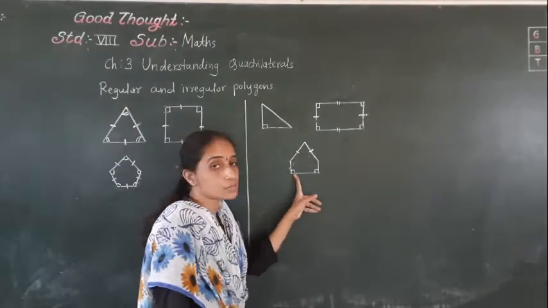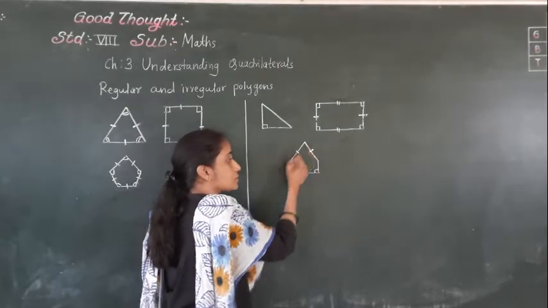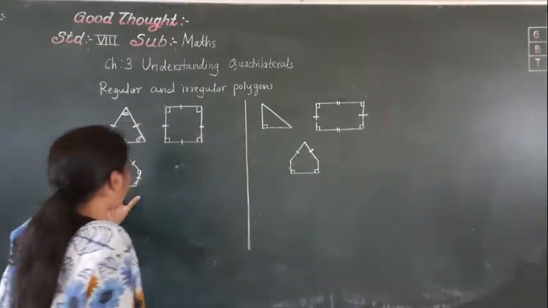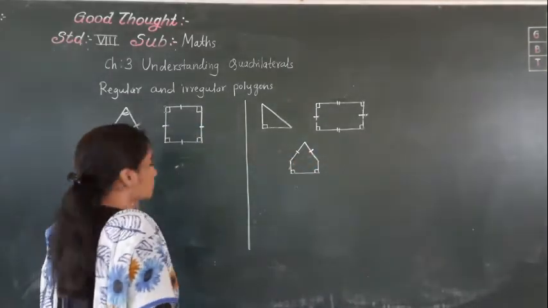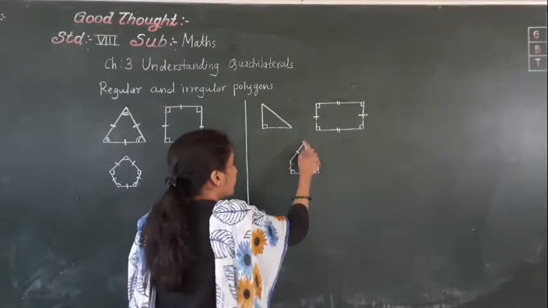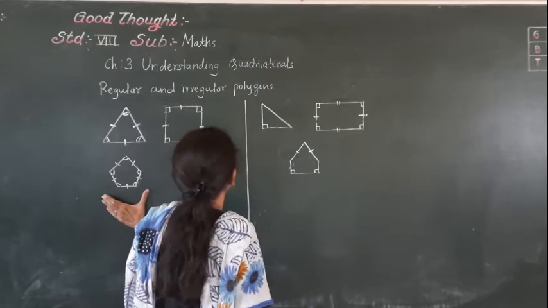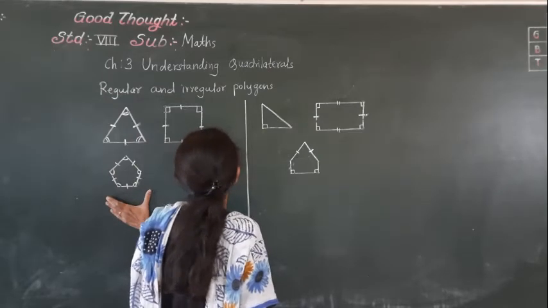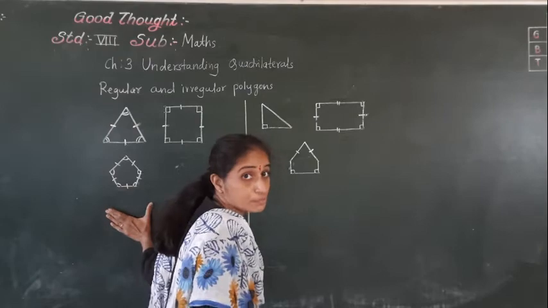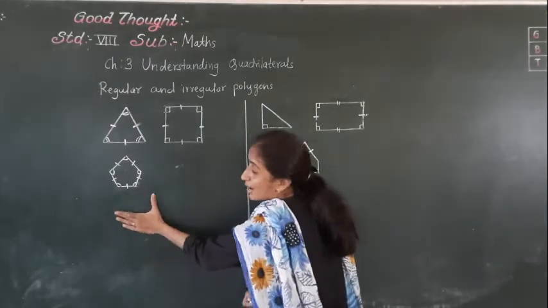After that, now see this figure. In this figure, this is also a pentagon. See, here also a pentagon is given. Five sides means pentagon. Here also five sides: 1, 2, 3, 4, 5. But this is a regular pentagon. Okay, this is a regular polygon. Why? Because in this figure, all sides and all angles are equal.